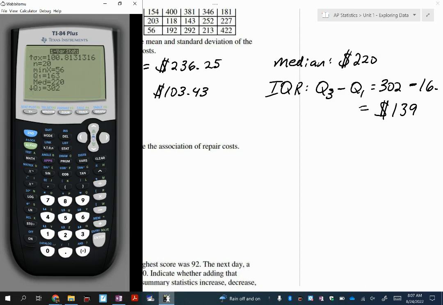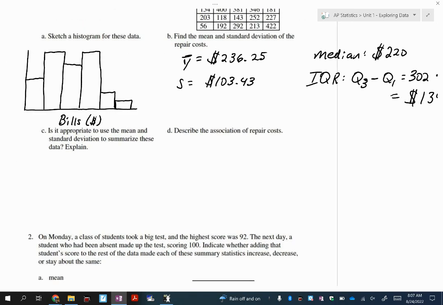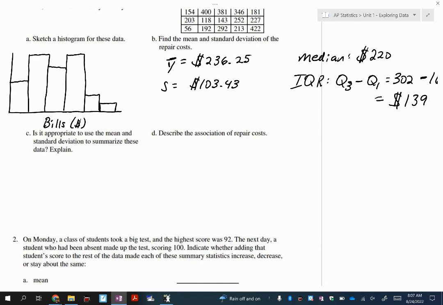All right, and then now I'm ready to answer letters C and D. So is it appropriate to use the mean and standard deviation to summarize these data? So as I mentioned in quiz A, this is all about the linkage. If you agree with me, where this looks unimodal and roughly symmetric, you're going to say, yes, it is appropriate to use the mean and standard deviation because the shape is unimodal and roughly symmetric. If you disagree and say that it could be bimodal or it could have some potential skewness, then you're going to say that it's not appropriate because the shape of the histogram is not unimodal and roughly symmetric.